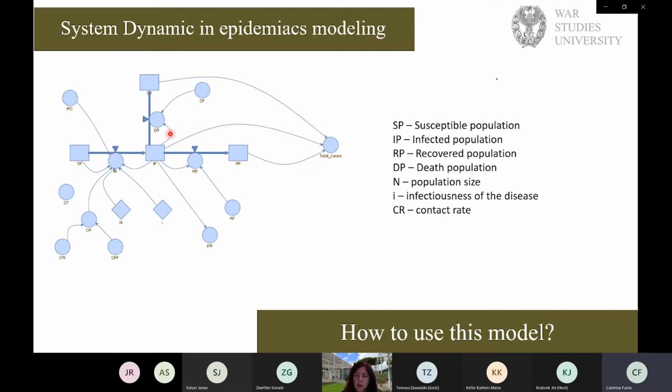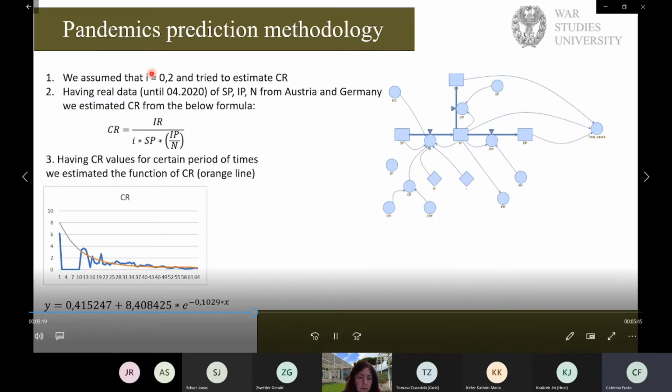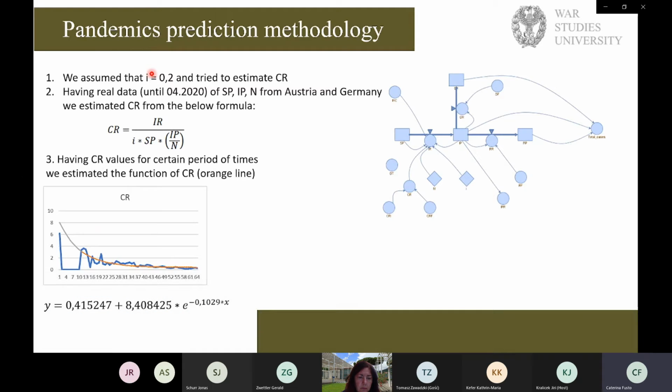In our approach, we developed the SIR model and added the dead population, which is unfortunately connected with the COVID-19 pandemic. We also introduced to the model parameters like population size, infectiousness of the disease, and contact rate between people. Then we tried to propose a methodology for how to predict pandemic spread. First, we assumed that infectiousness of the disease is 0.2, and then we tried to estimate the contact rate.